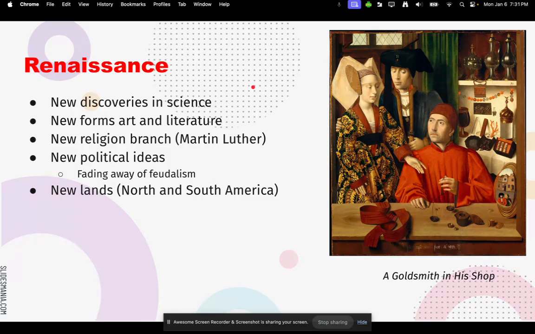During this time, there's also new discoveries in science, new forms of art and literature, new religion branch, being Martin Luther. You'll talk about him in U9-L4. There's also new political ideas. So there was a big fading away of feudalism we talked about at the end of semester 1.